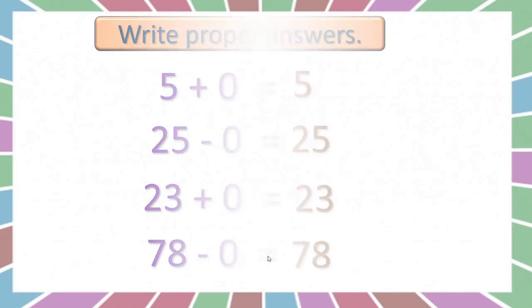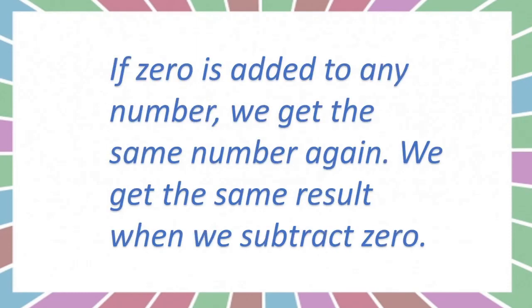Very nice. Now, dear children, this is the sentence that we have learned today. If 0 is added to any number, we get the same number again. We get the same result when we subtract 0, right? Means by addition or by subtraction, no changes will occur. When we add or when we subtract 0 from any number, we get the same number, right?